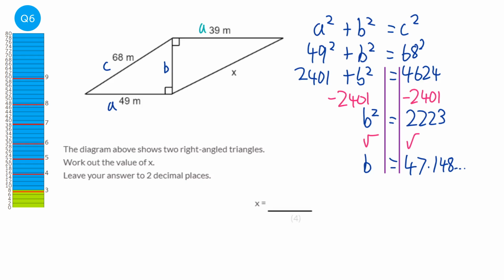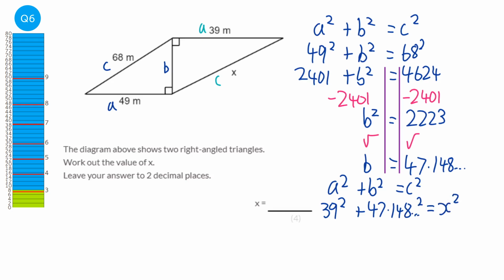Okay, we're now looking at the second diagram, and this time we've got our a, we've got our b, and we're going to call x the c. So it would be a squared plus b squared equals c squared, but this time a is 39. B we are given as 47.148, we've just worked that out. And we're looking for c, in fact we can call it x now.